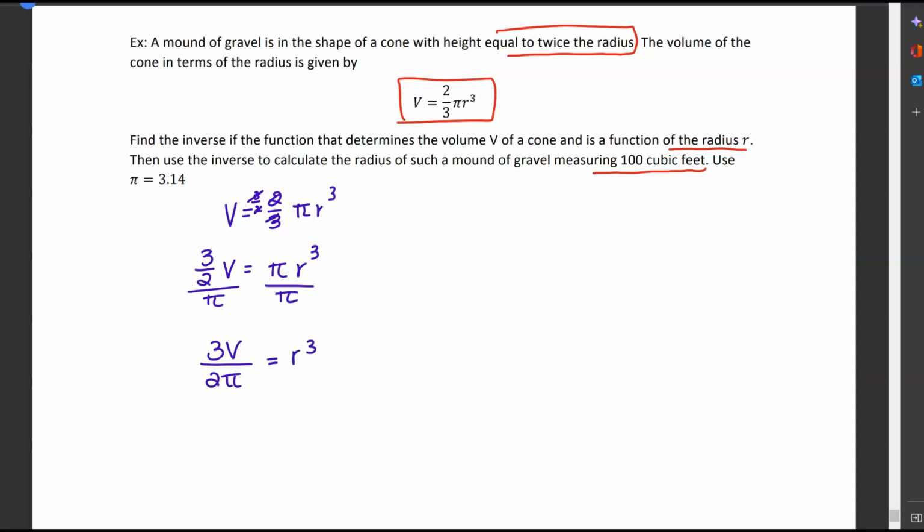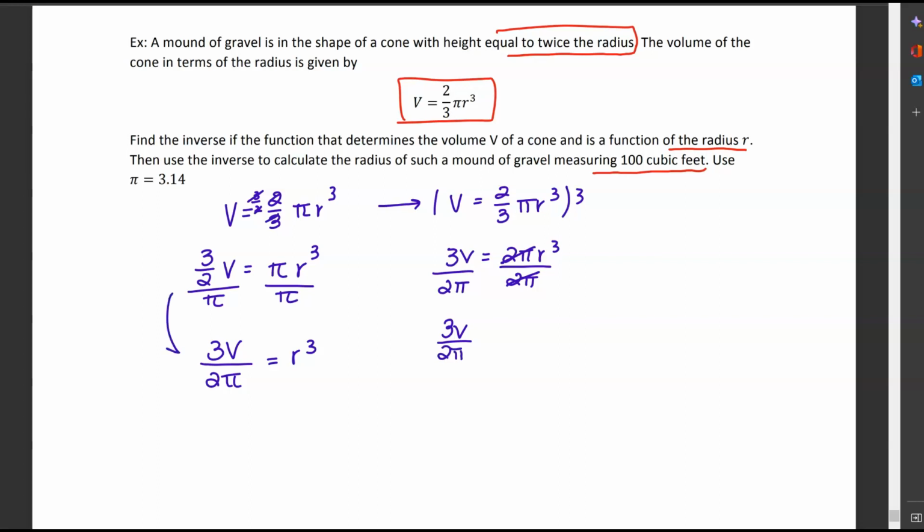So one way to see this, let me pause for a second: if I have v equals 2/3 pi r cubed, I could multiply both sides by 3, and so I end up with 3v equal to 2 pi r cubed. And then you can see that I can divide by 2 pi to get rid of the 2 pi. So this is one way that you can see how I got that 3v over 2 pi, in case this step to this step confuses you. I just wanted to make sure that that was clear.